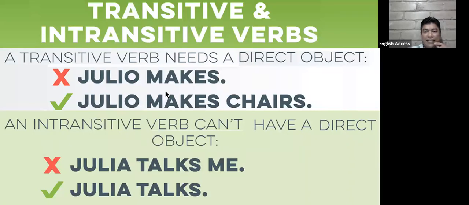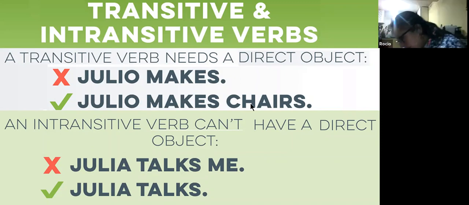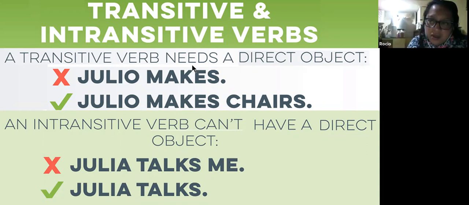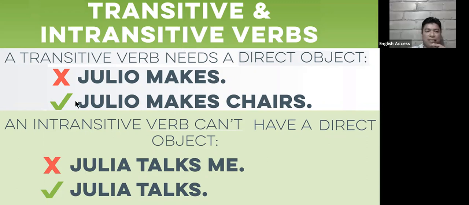I decided to start here just to give a very quick freshen up. Transitive and intransitive phrasal verbs. Remember, a transitive verb needs an object. When it's intransitive, we can't have a direct object. This is all old news, right?